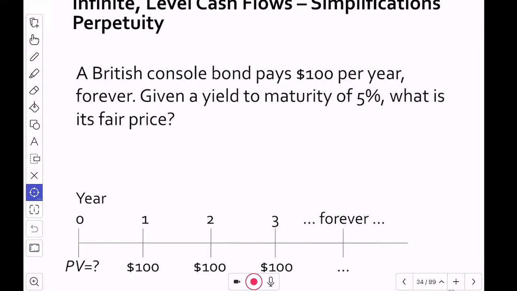So here's an example of a bond that pays indefinitely. It's known as the British Consol bond, and the British Consol bond pays $100 per year forever. You're told, given a yield to maturity of 5%, what is the fair price?